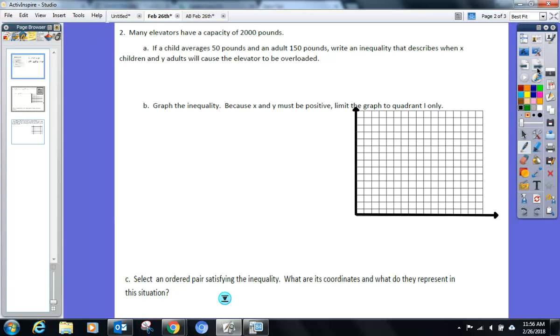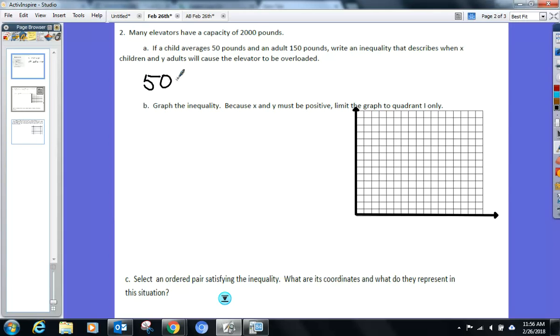All right, X is the number of children. How much is each child going to weigh here? About 50 pounds. So 50 times how many children we have, X. You guys want to try to finish it now. Plus, what about my adults? 150Y. And again, keep in mind, we are overloading the elevator. What's going to overload it? What symbol here? Greater than, and there was a little controversy third period. Should I put the or equal to? No, because of capacity. It can hold 2,000, but nothing more.